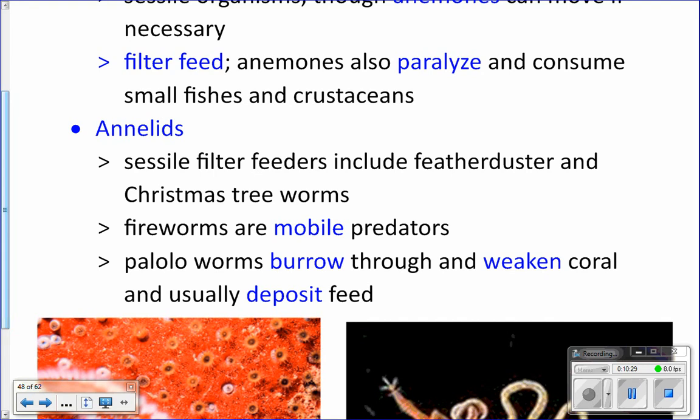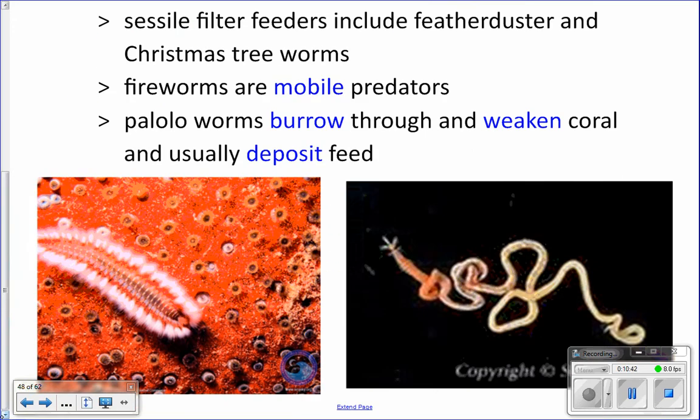So you can have filter feeders like the Christmas tree worm and the feather duster worm, suspension feeders really. And then you also have predators that are moving around. So this picture at the bottom left, that's a fireworm. Okay, so it's a worm that's moving around, finding prey, finding stuff to eat, little crustaceans, whatever it can find.